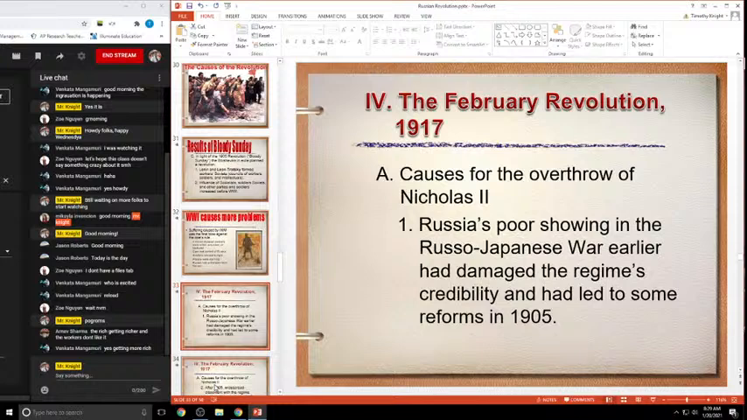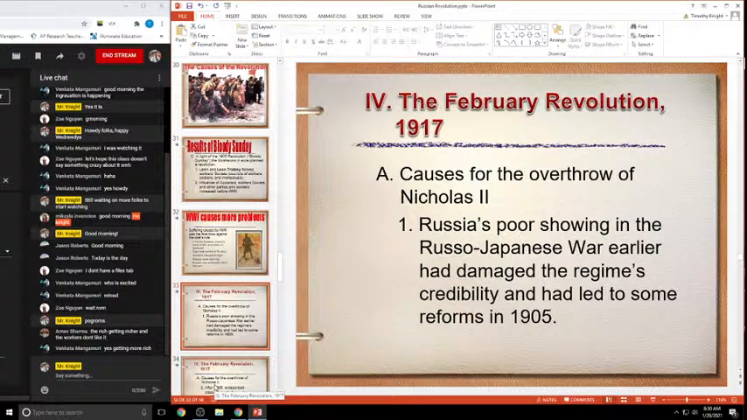All right, so the initial revolution that happens in 1917 in Russia is when the Tsar, Nicholas II, is forced to abdicate from the throne, step down from the throne. Abdicate is just a fancy word for step down from the throne. So what were the causes for the overthrow of Nicholas II? How does Nicholas II get forced to step down from his position as the Tsar of Russia?